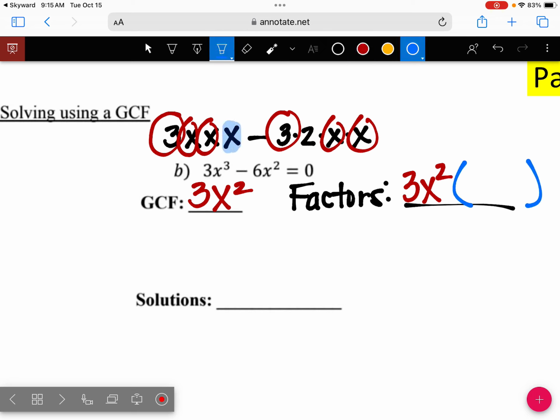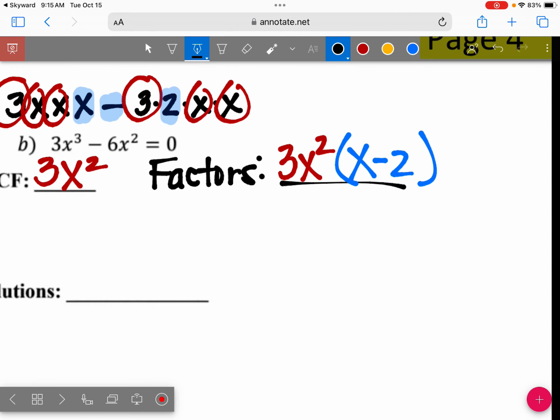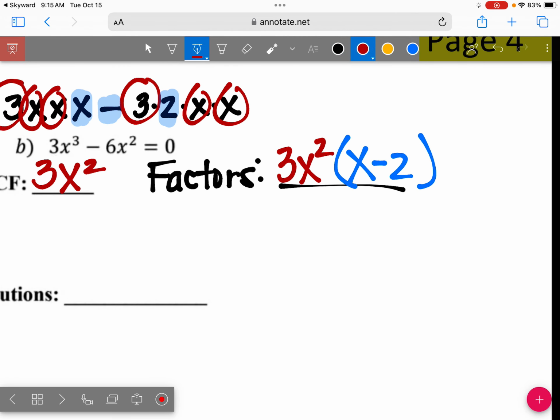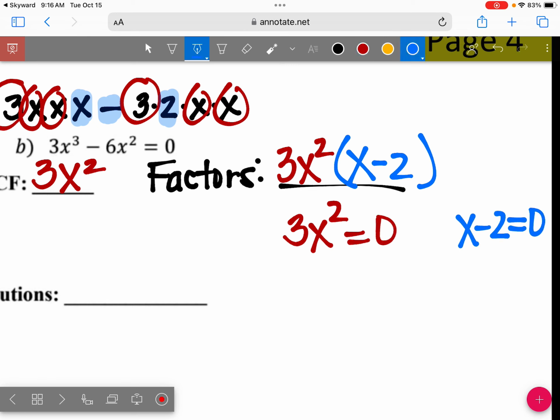And then what do I have left? X, a minus sign, and a 2. That's what I would keep inside of my parentheses. All right, let's go ahead and solve these. So if I have 3x squared equals 0, and then I have the x minus 2 equals 0.